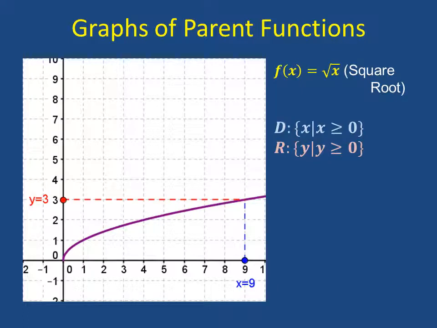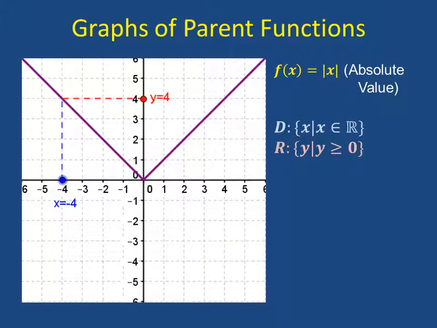The square root function is the inverse of the quadratic function. F of x equals square root of x has a domain of x greater than or equal to 0, and y is also greater than or equal to 0. Its function is to undo the quadratic, to undo the square. So if we give it x equals 9, it gives us back y equals 3.